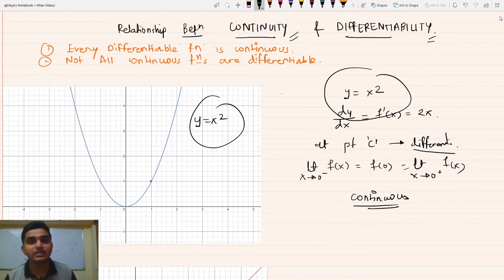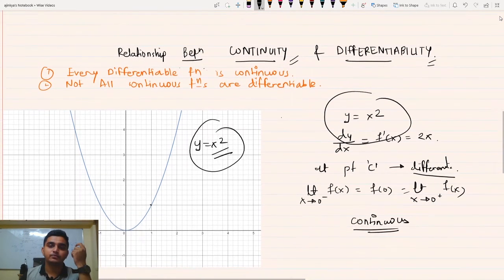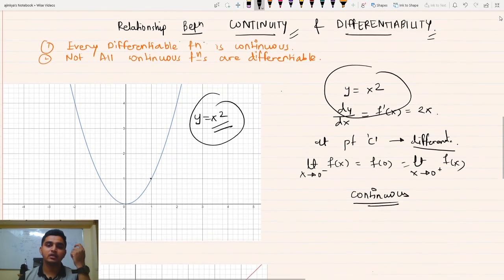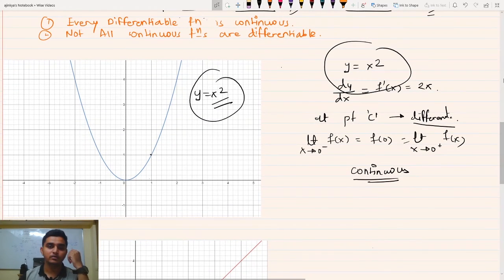But what is the other way around? The other way around is saying that all the continuous functions, just like x square, are differentiable. But in fact, we can prove in a few seconds that this is not true. So for this purpose, we'll take another graph.